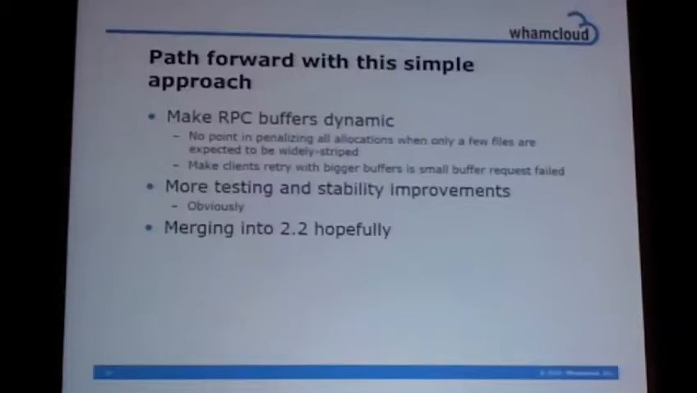That way we will only penalize the accesses to the files that are widely striped, and we don't expect there to be a lot of such files. Obviously, more testing and stability improvements are needed, and we are working on this, and we really hope that we will be able to merge this into 2.2.